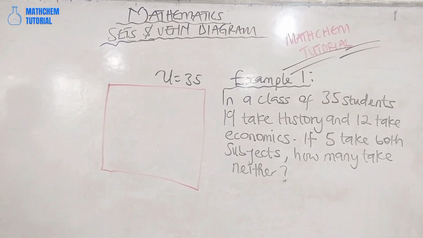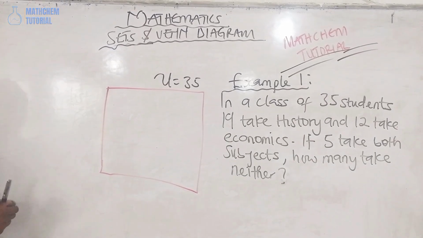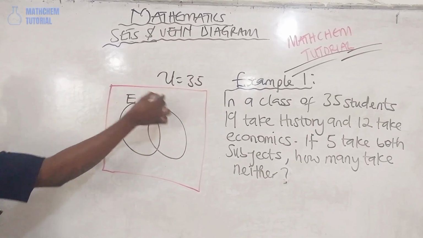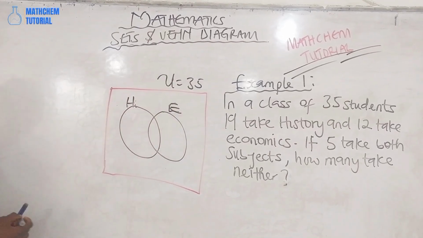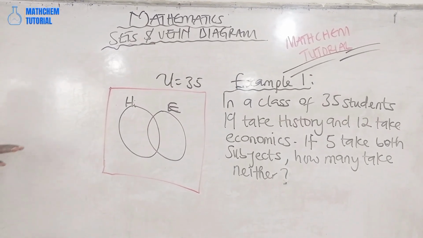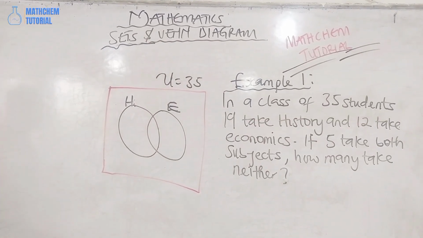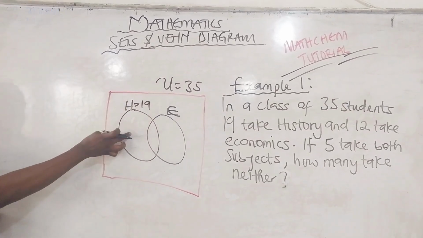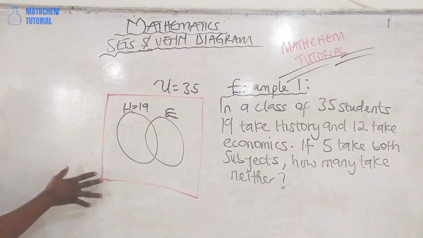Then he said 19 take history. We have two subjects there, which are what? History and economics. So the set is going to be this one for history, while this one is for economics. H and E, so H is representing history, while E is representing economics. Now they said 35 students are the total number of students in the class, while 19 take history. So I'll come here in the history and write 19 here. Please don't make any mistake by writing the 19 here. You just have to write it here. That is how to represent this information in the form of Venn diagram.